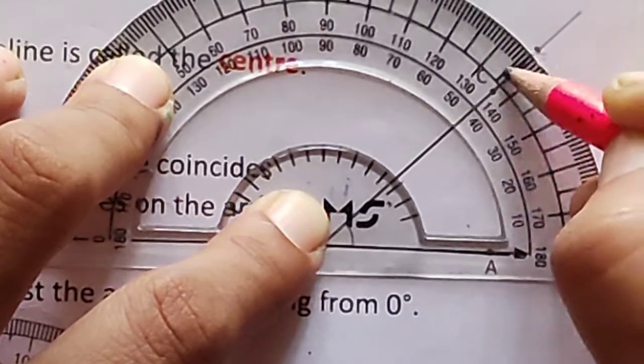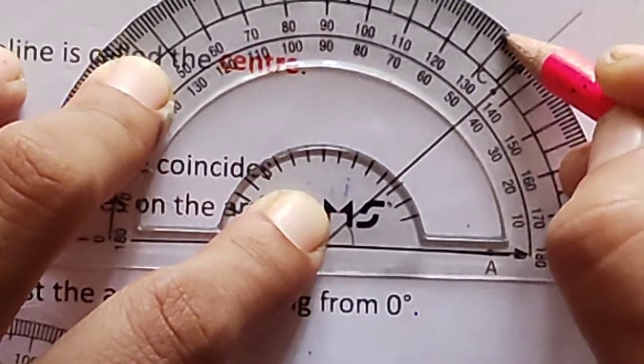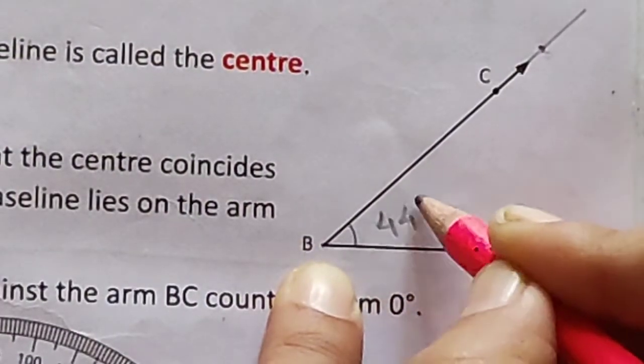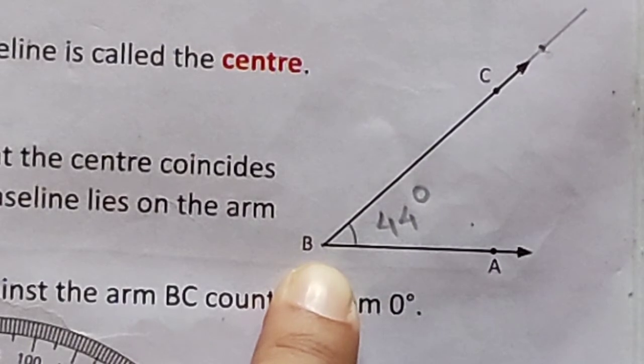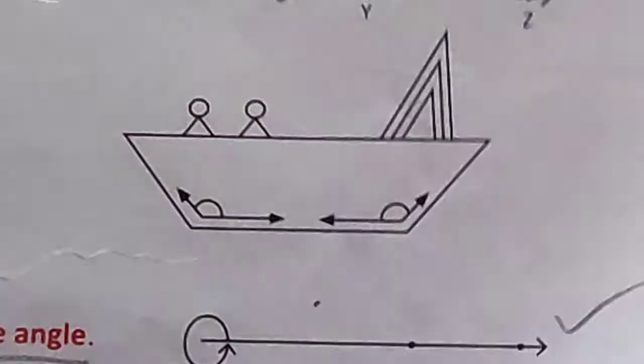So this big line means 45. Again 46, 47, 48, 49 and this is 50. So what is the measurement of this angle? This is 44 degrees. Okay, in this way we measure an angle. Suppose again we take one more example from your textbook.